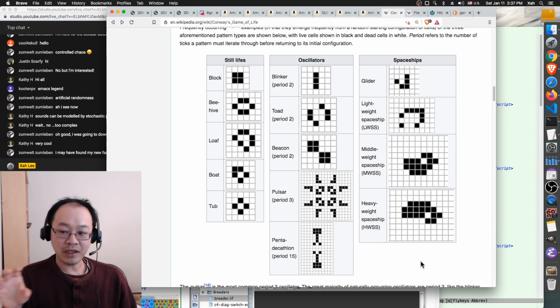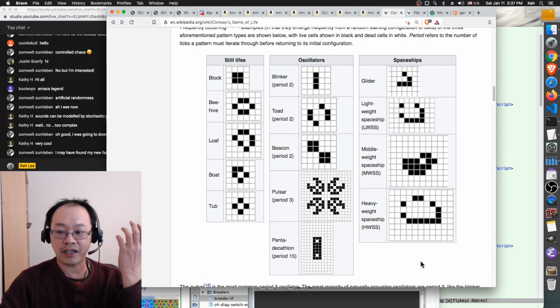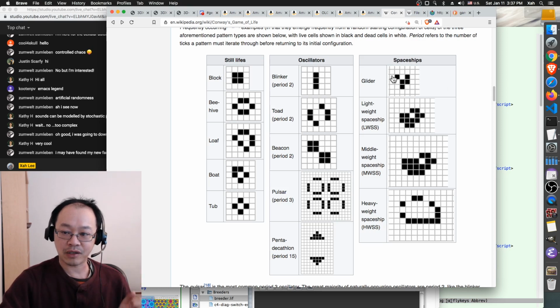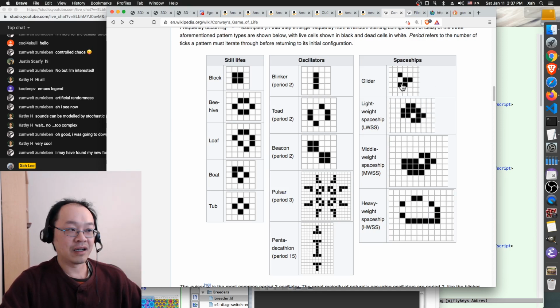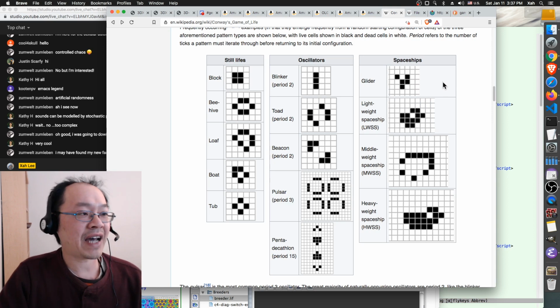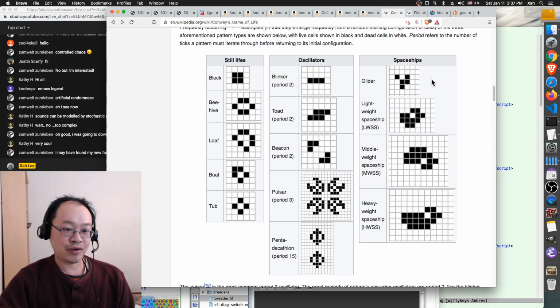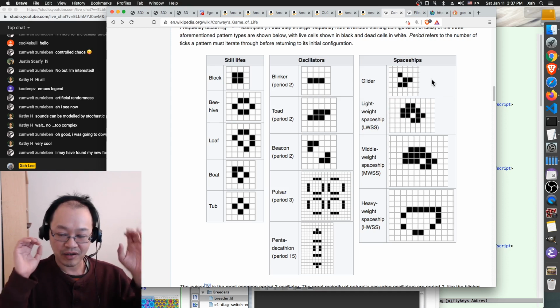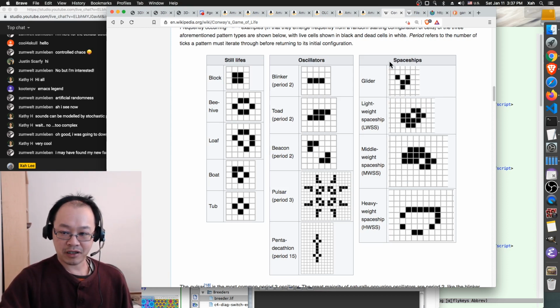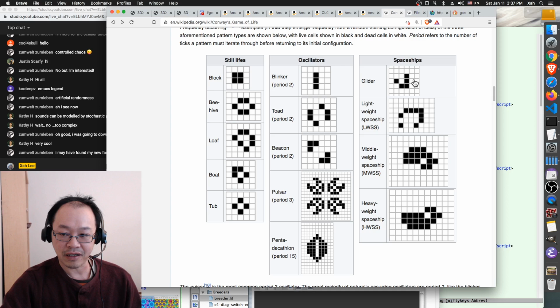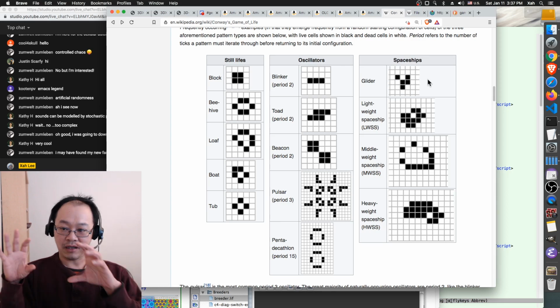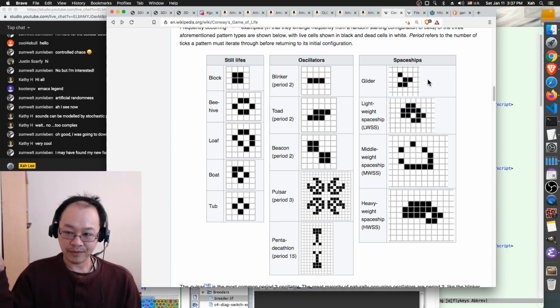The first spaceship discovered is this one called the glider. The hacker guy, ESR, Eric Raymond, remember, he created a hacker's logo. That is this one, the spaceship called glider. This is the first spaceship discovered.